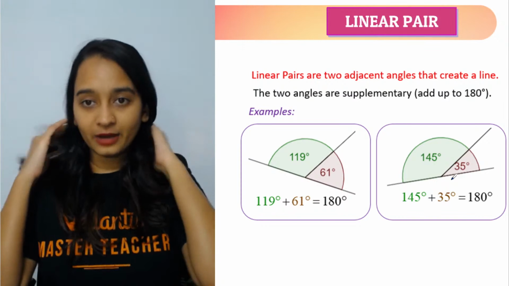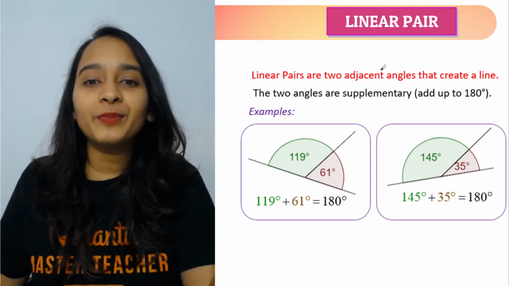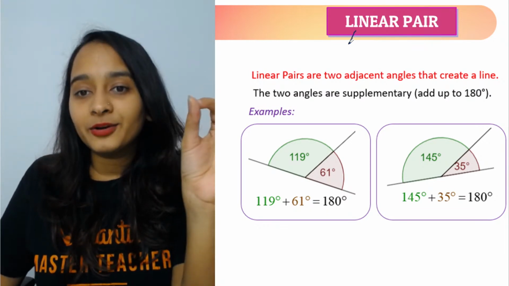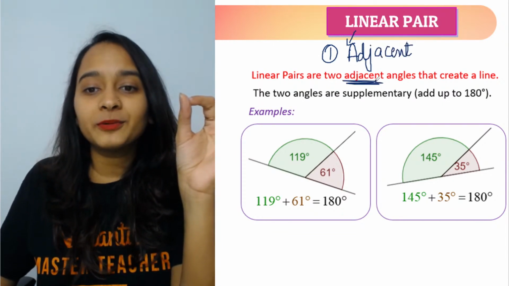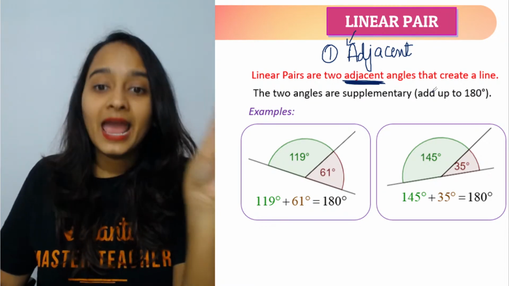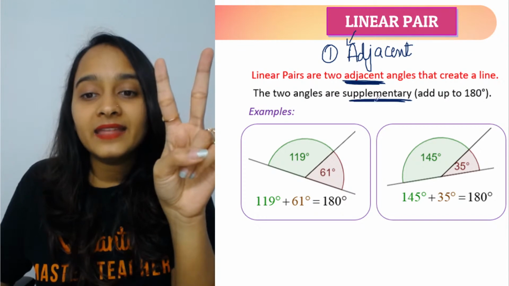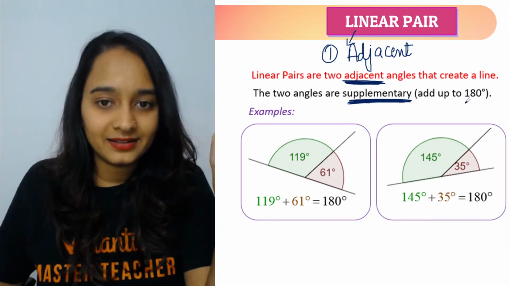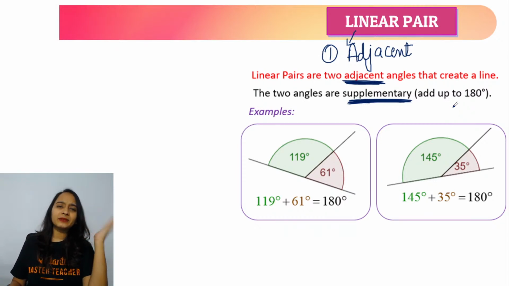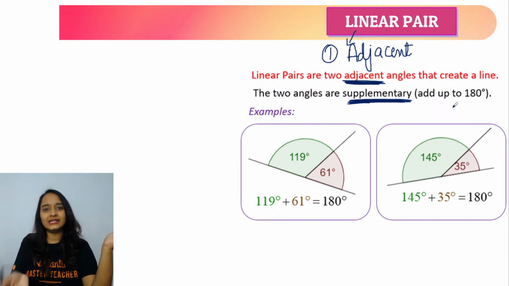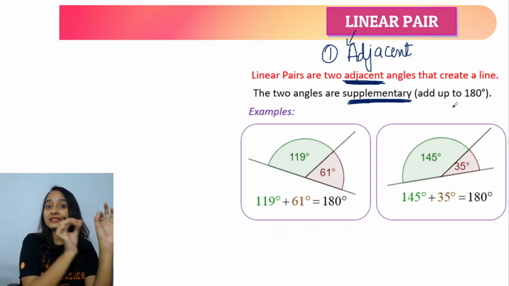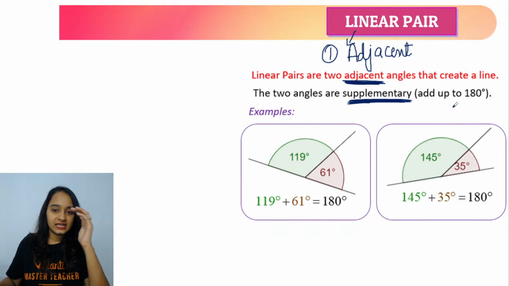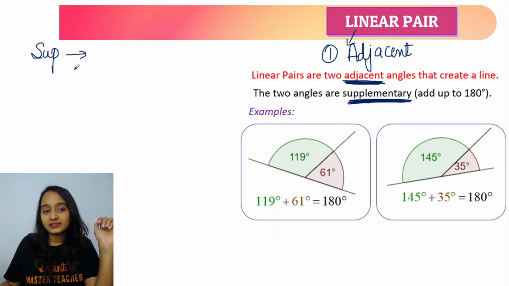Okay? Now, let us talk about linear pair of angles. Now, for angles to be a linear pair, first thing is they have to be adjacent to each other. And the second criteria is when you add them, they have to be supplementary angles. Now you must be thinking, ma'am, we have already learned supplementary, that when you add two angles it is 180, they are supplementary, then why are we learning linear pair? What is the difference between supplementary angles and linear pair of angles? Now when I talk about the supplementary angles, they need not be adjacent.